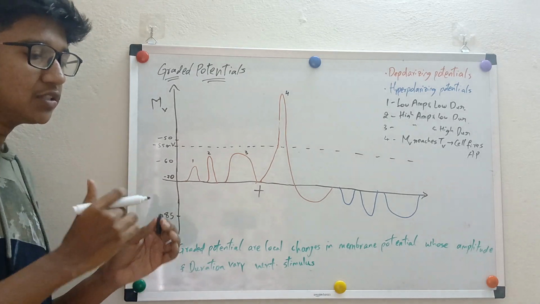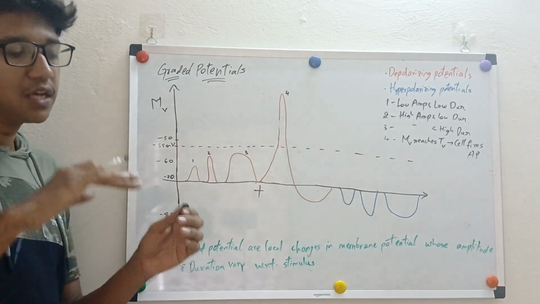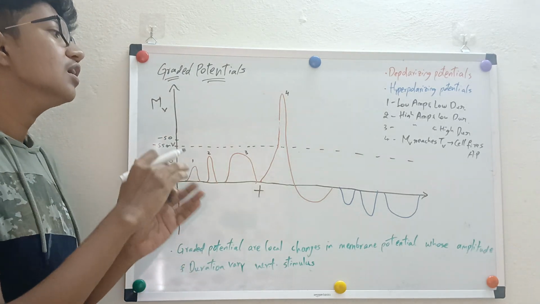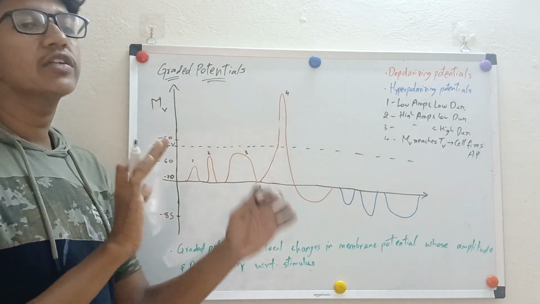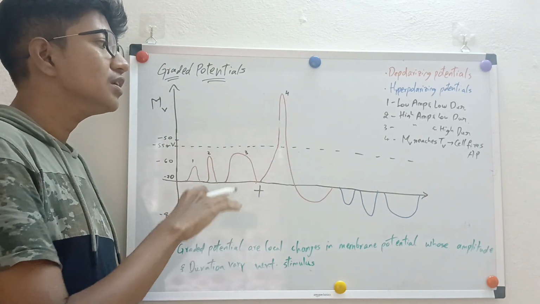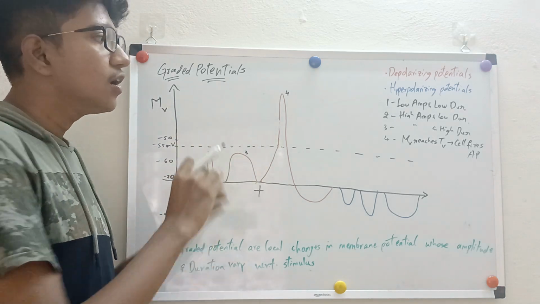That means the stimulus is not capable of inducing the threshold voltage. The voltage that we get from the stimulus is not the threshold voltage. The stimulus cannot get the voltage up to threshold level. It is a sub-threshold stimulus. That means the stimulus will get the change in membrane potential below the threshold voltage level.